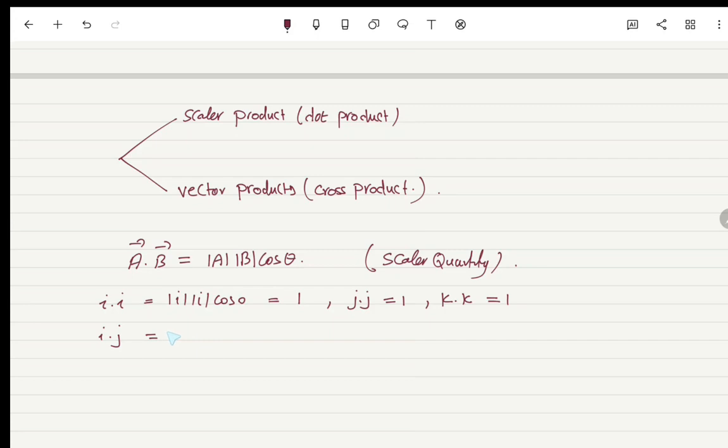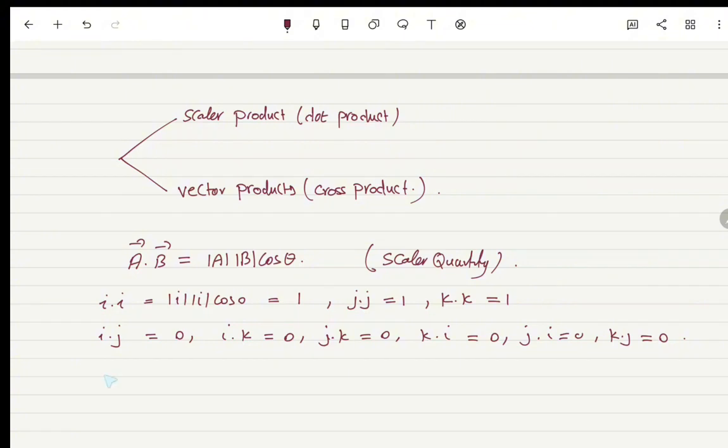The magnitude of j is equal to 1. But the angle between i and j is 90 degrees. Cosine 90 equals 0. So i dot j is 0. i dot k, same thing, 0. j dot k, 0. k dot i, 0. j dot i, 0. And k dot j, again, it's 0.